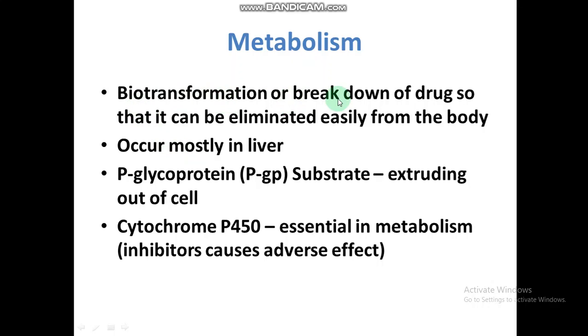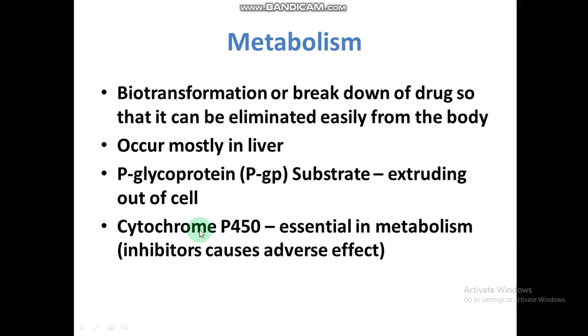It is the biotransformation or breakdown of drug so that it can be eliminated easily from our body. It mostly occurs in the liver. And P-glycoprotein is an important parameter which determines whether it can be metabolized or not. When our drug is a P-glycoprotein substrate, when it binds with P-glycoprotein, it means it will be extruded out from the cell easily. So after performing its function, it will be extruded out from the cell.